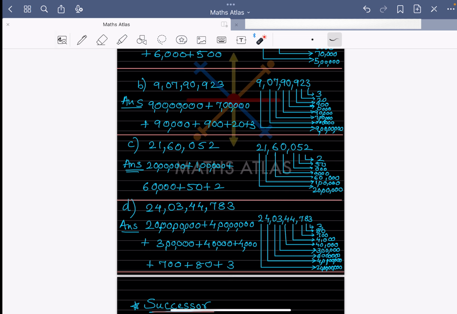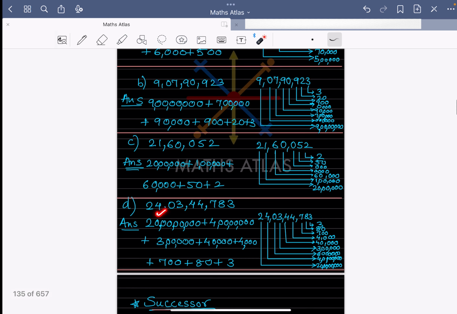Now look here, the second way of doing this. What are you going to write? You will write 2. After that, how many digits are there? There are 6, 7, 8 digits. So you are going to write 2 and 8 zeros. Then again you will take 4. After 4, how many digits are here?